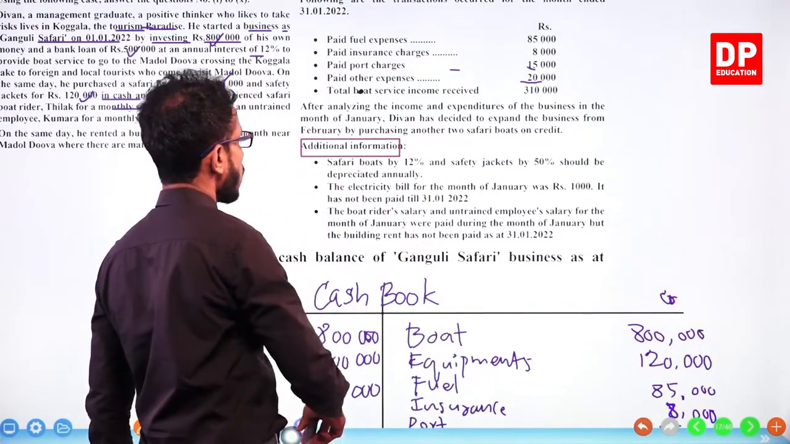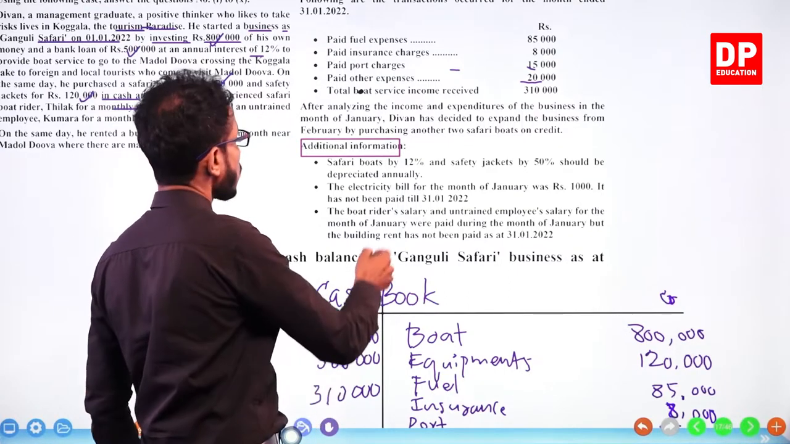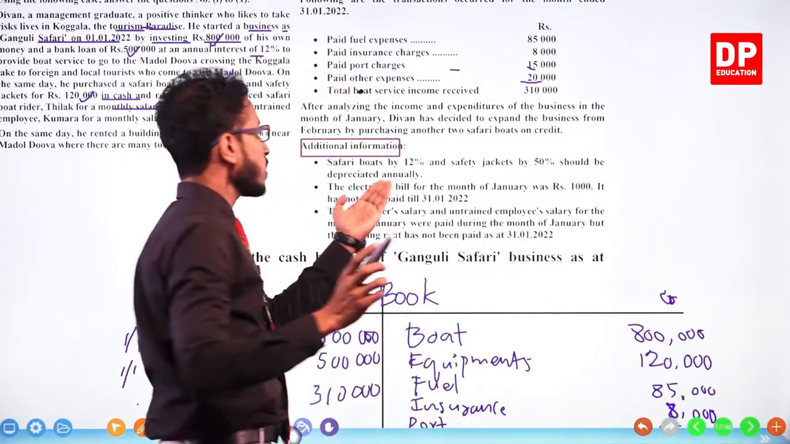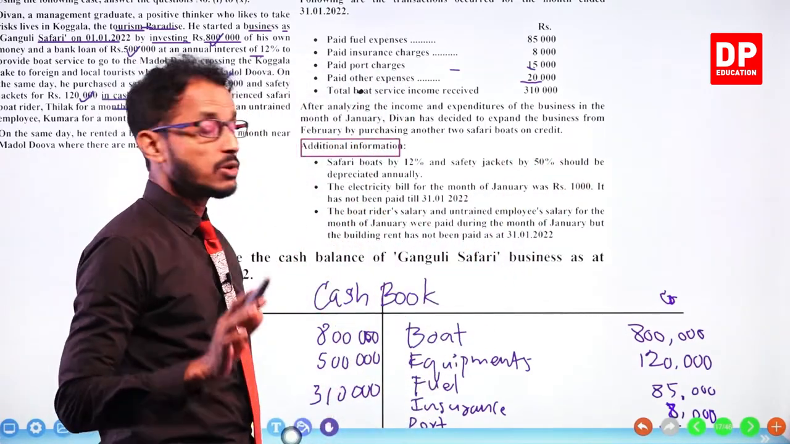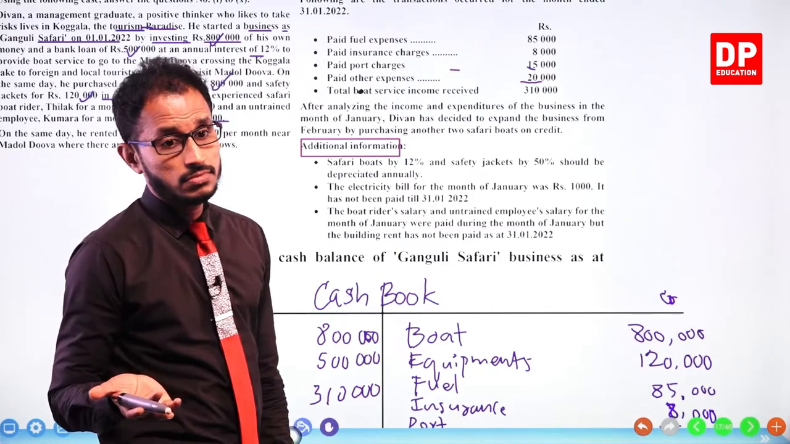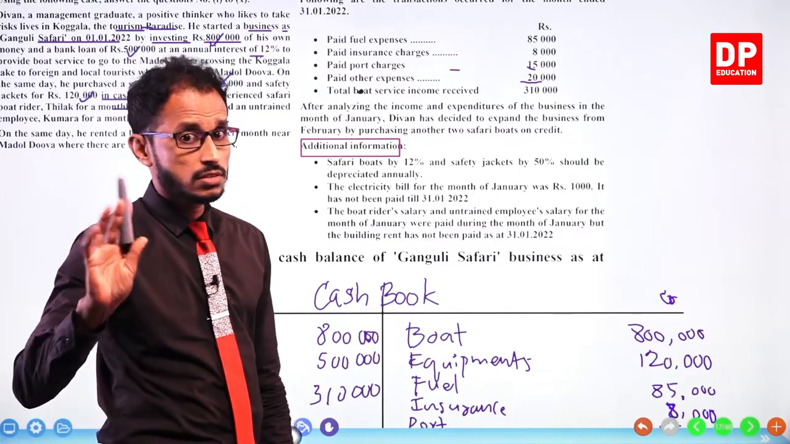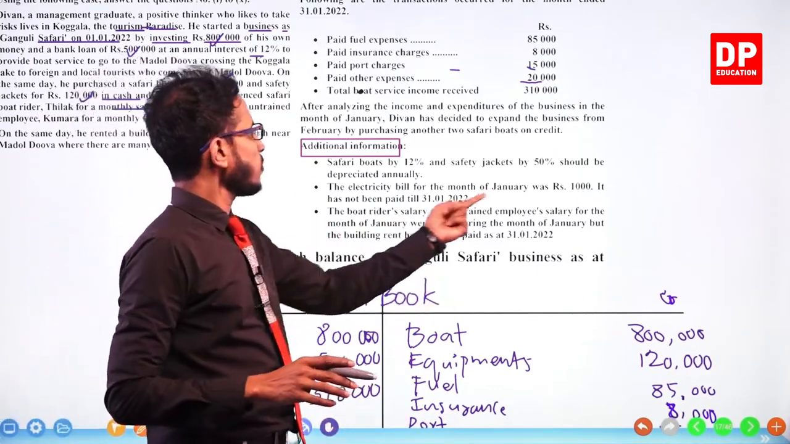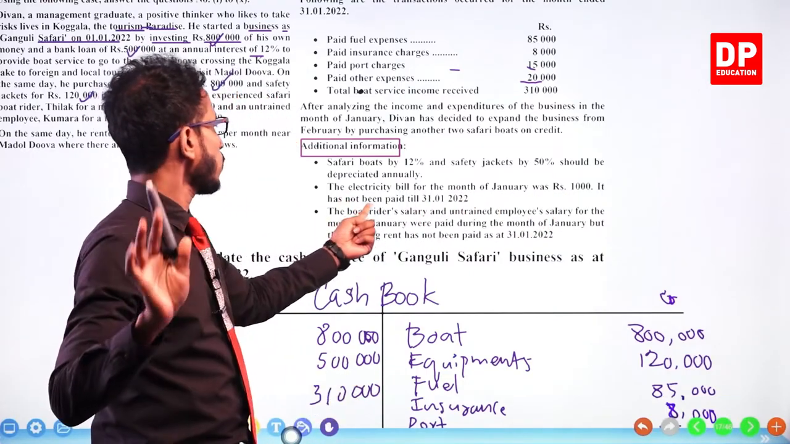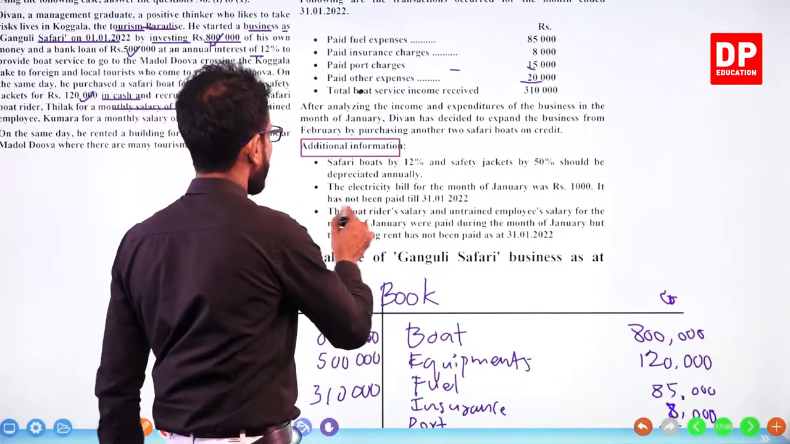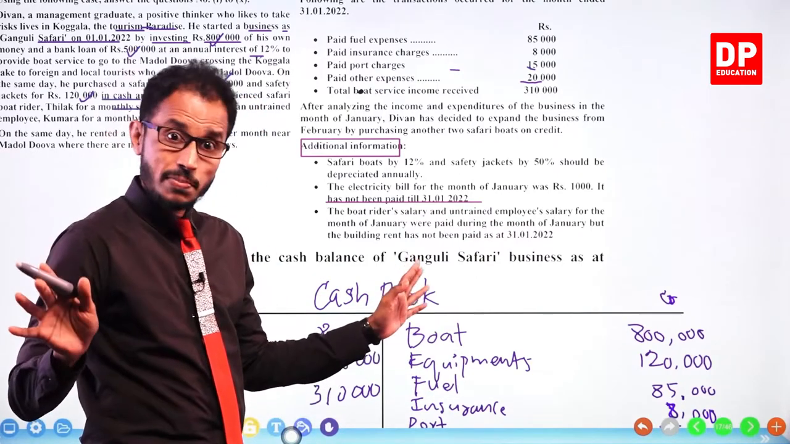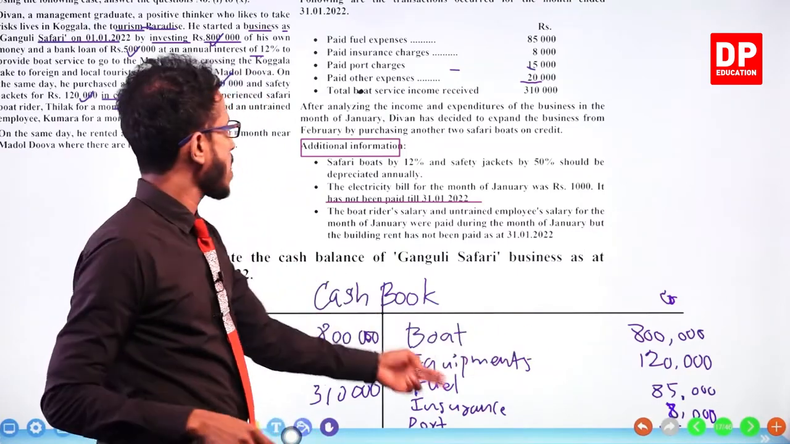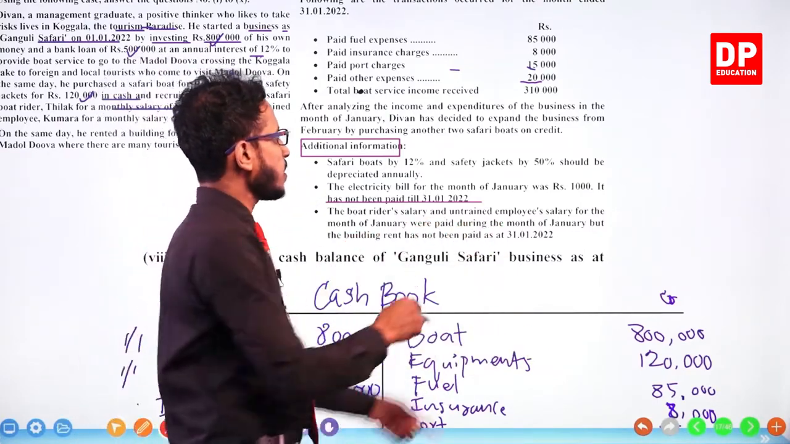See, Safari boats depreciation and safety jacket depreciation, we already calculated. But we don't put them to the cash book because it's depreciation. Not cash expenses. Don't put depreciation to the cash book. Electricity bill for the month of January, 1,000. But don't put it because it has not been paid. If we didn't pay it in cash, don't put it to the cash book.